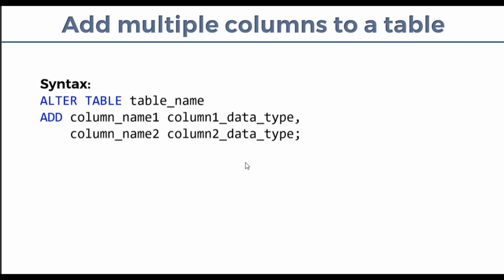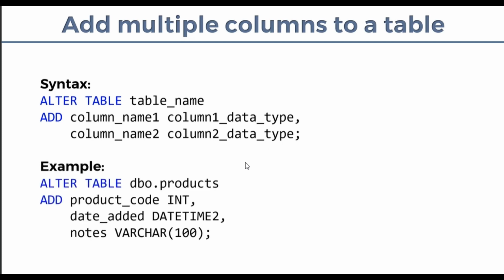If you want to add multiple columns, you can give the syntax like this: alter table, table name, add column 1, data type, comma, column 2, data type. For example, alter table products add product code integer, date added date and time, and notes varchar. That is how you add columns to a table.